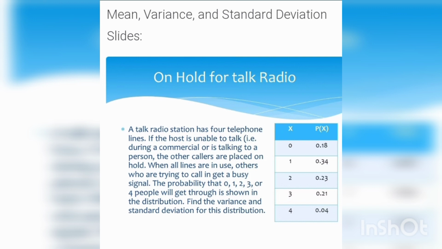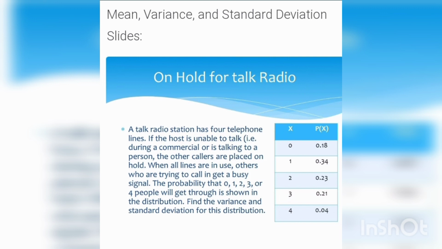A talk radio station has 4 telephone lines. If the host is unable to talk during the commercial or is talking to a person, the other callers are placed on hold when all lines are in use. Others who are trying to call in get a busy signal. The probability that 0, 1, 2, 3 or 4 people will get through is shown in the distribution. Find the variance and standard deviation for the distribution.